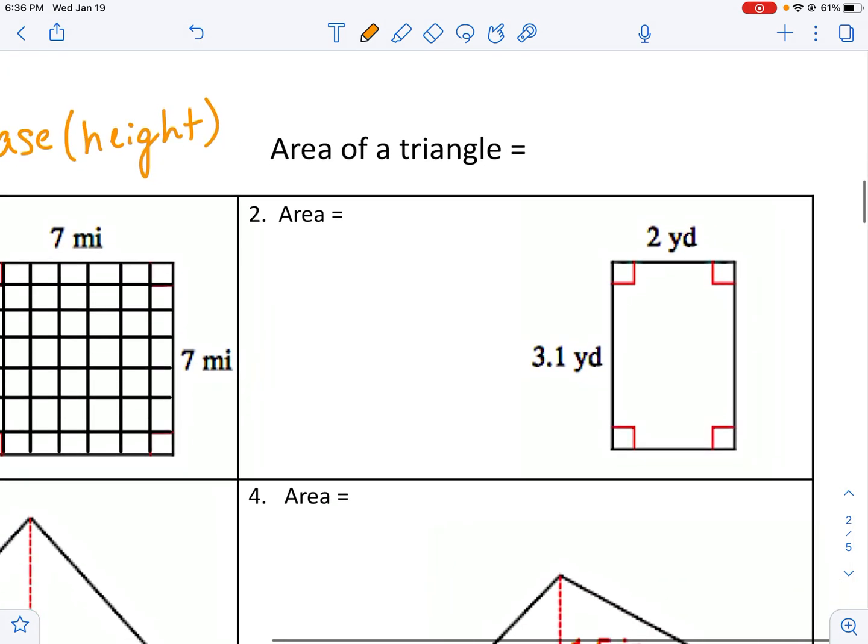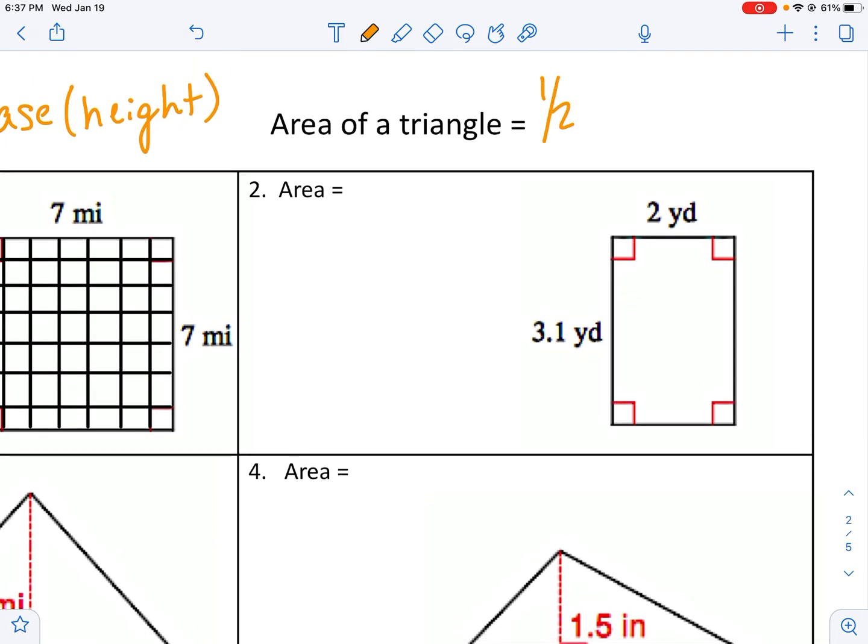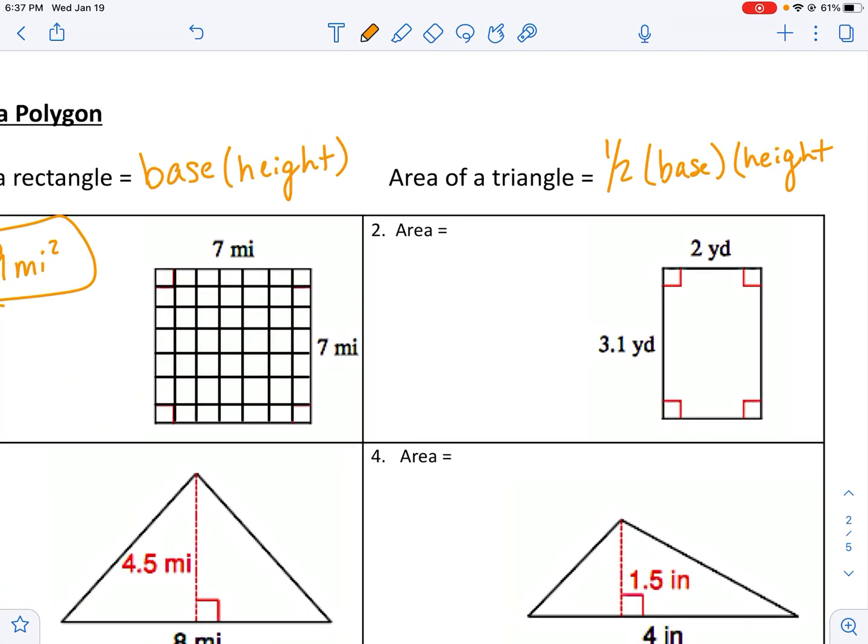The area of a triangle, however, is not base times height. It's 1/2 base times height, and we'll talk about why in just a second. So we have a rectangle on 2. Find your area, base times height, and you should get 6.2 square yards.